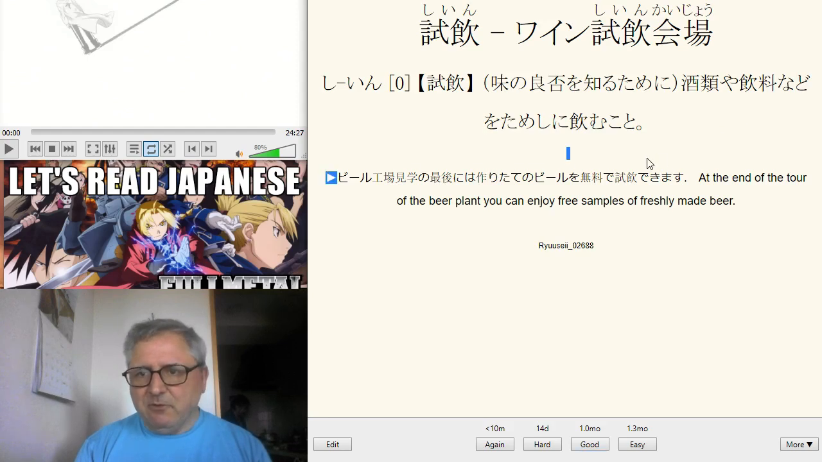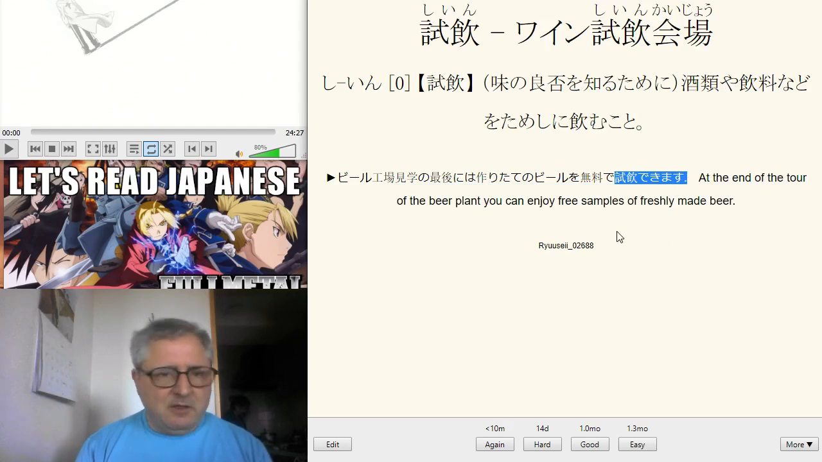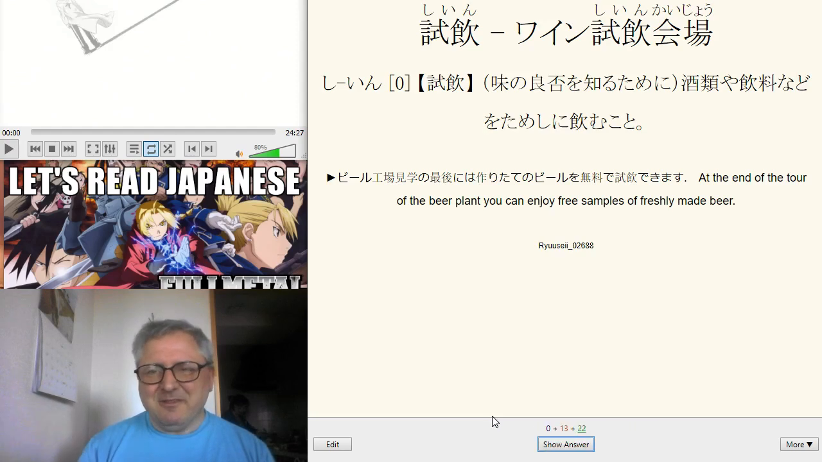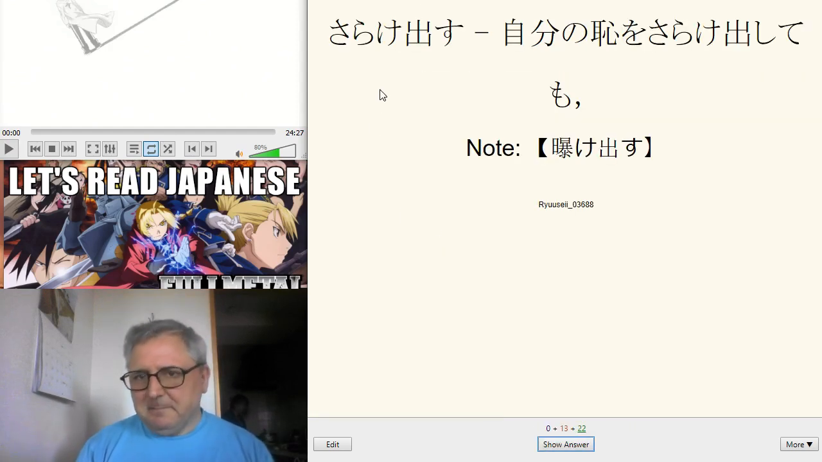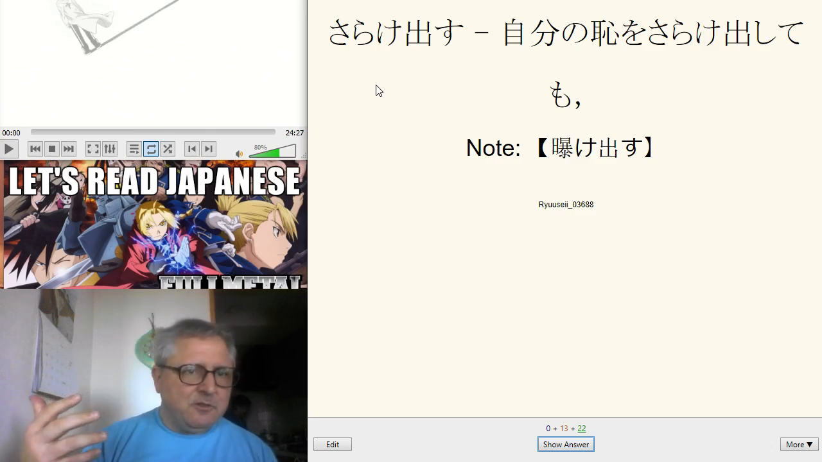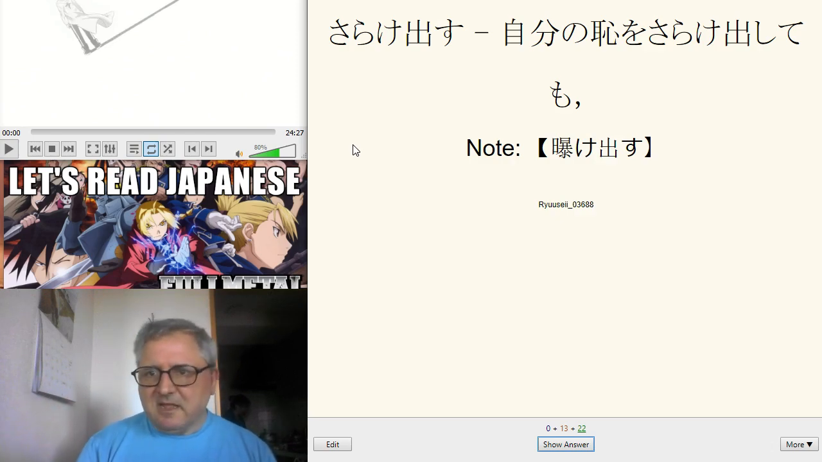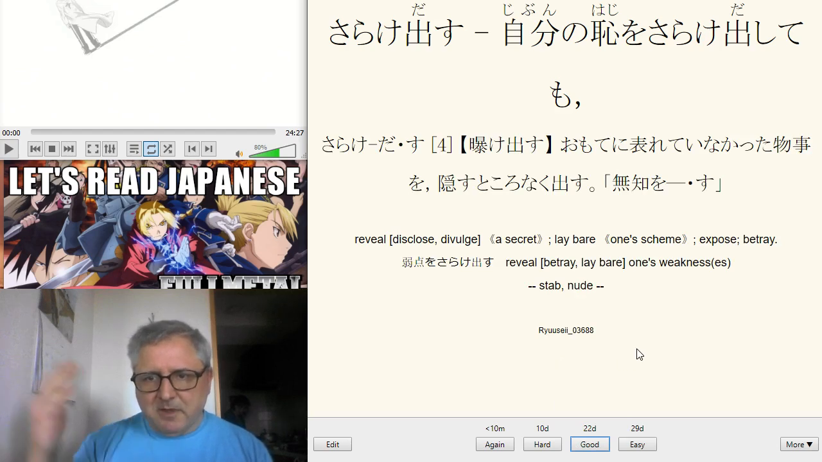And then yeah, there's the definition right there. And if I want to, here's some extra. Shikin dekimasu. Free samples, basically wine tasting or beer tasting. Yep. All right, let me mark that wrong. I should have got that right. That was a stupid thing to get wrong. Sarake dasu. Jibun no haji. Oh, so this is like revealing a weakness or revealing something embarrassing. Sarake dasu. Lay bare, divulge.